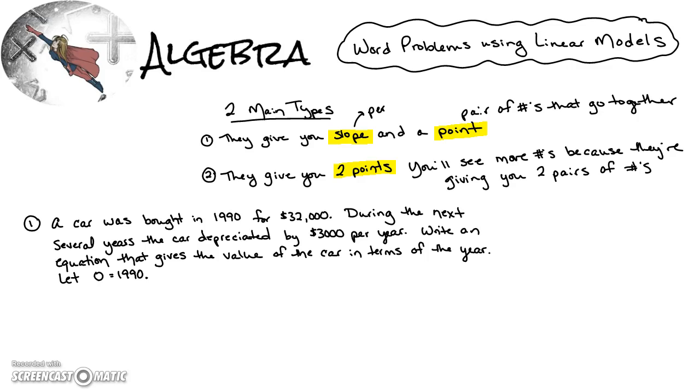Now, the first problem I wrote down here, it is the first type. There will be a slope in the paragraph and a point. So let's read through it. It says a car was bought in 1990 for $32,000. Now those are 2 numbers right off the bat. They go together. So those 2 numbers are telling you your point. All right. Now if you keep reading, during the next several years, the car depreciated by $3,000 per year. So there's that keyword per. So that definitely is the slope.